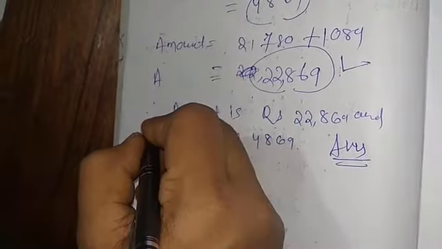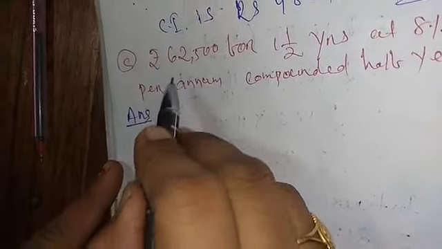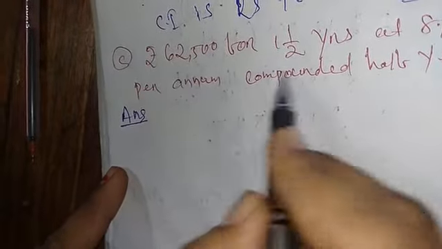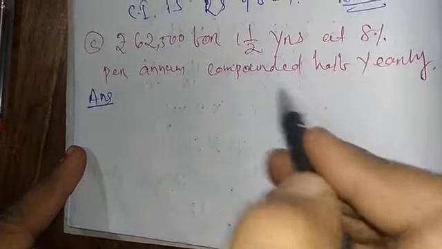Next we proceed on number C. So next, C number: 62,500 for 1 whole 1 by 2 years at the rate 8% per annum compounded half yearly.